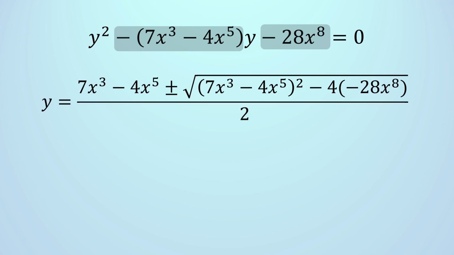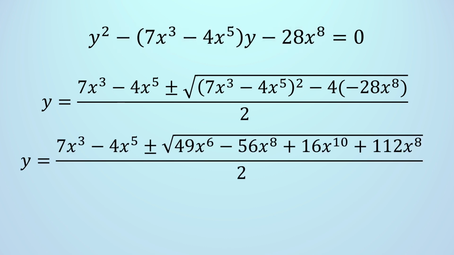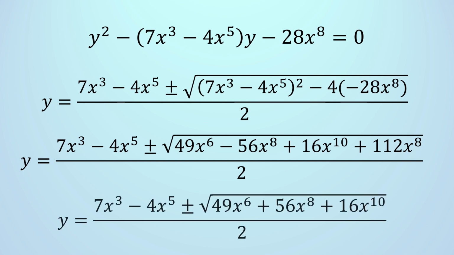Of course, you're then going to want to simplify the algebra inside the square root, so squaring out the brackets, and also doing the minus 4 times by the minus 28x to the power of 8. Blimey, that's a mouthful to say. You'll end up with this thing. Of course, you would then simplify the algebra some more, but then you've got to somehow square root 49x to the power of 6 plus 56x to the power of 8 plus 16x to the power of 10.